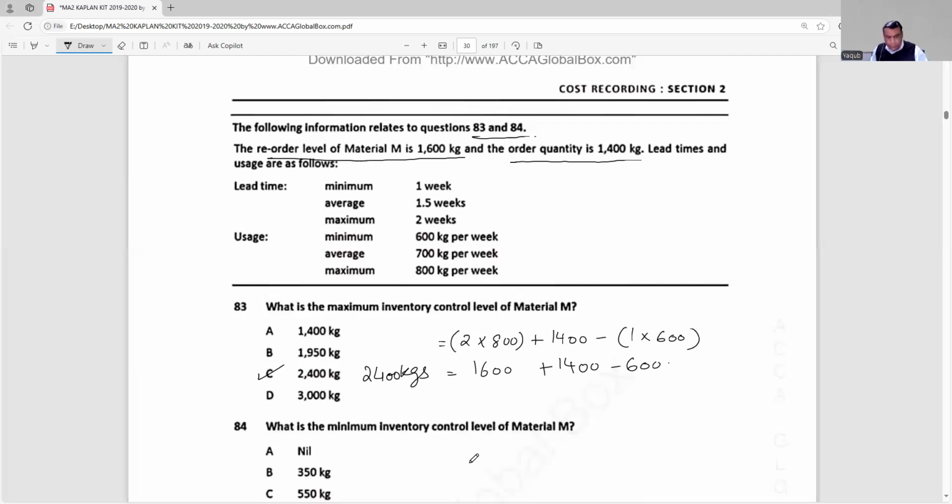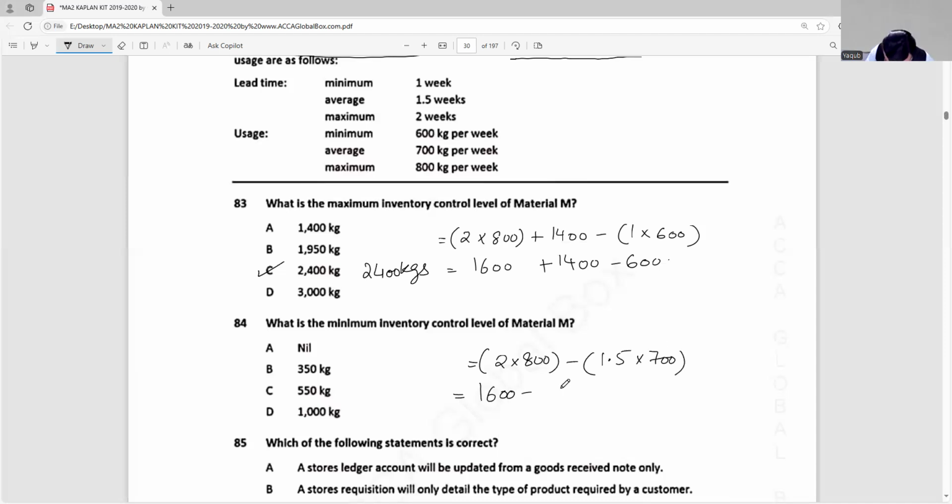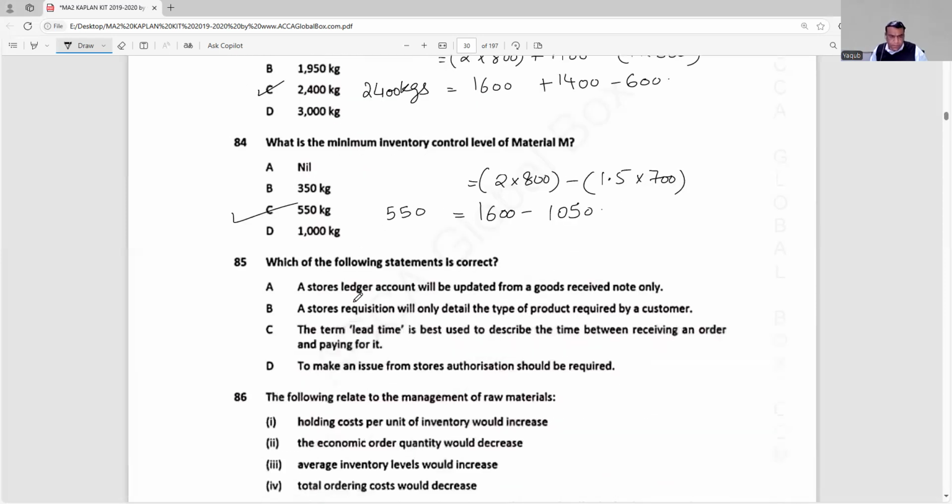Next one is minimum inventory level. Minimum inventory level is basically the maximum reorder level minus the average reorder level. So here we will say, what is the maximum reorder level? 2 into 800, minus what is the average? So 1600 minus 1050, we have 550.